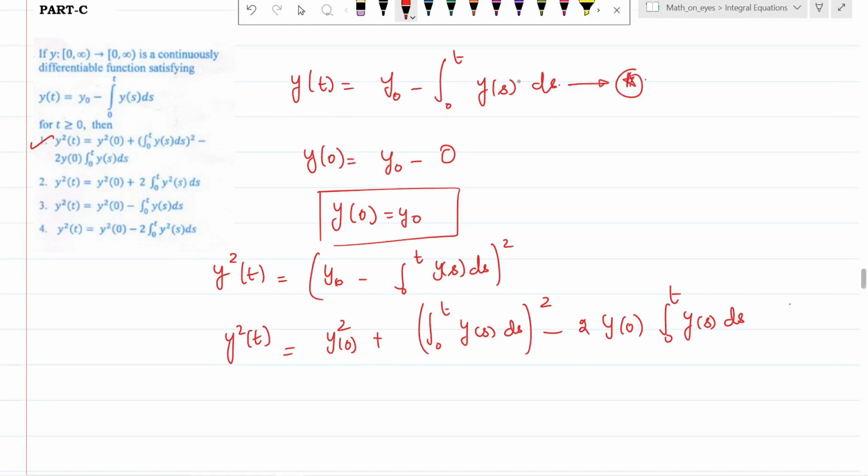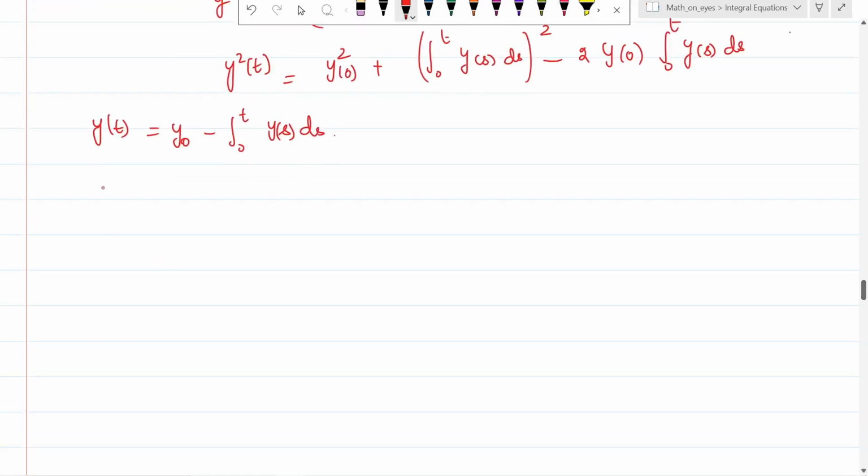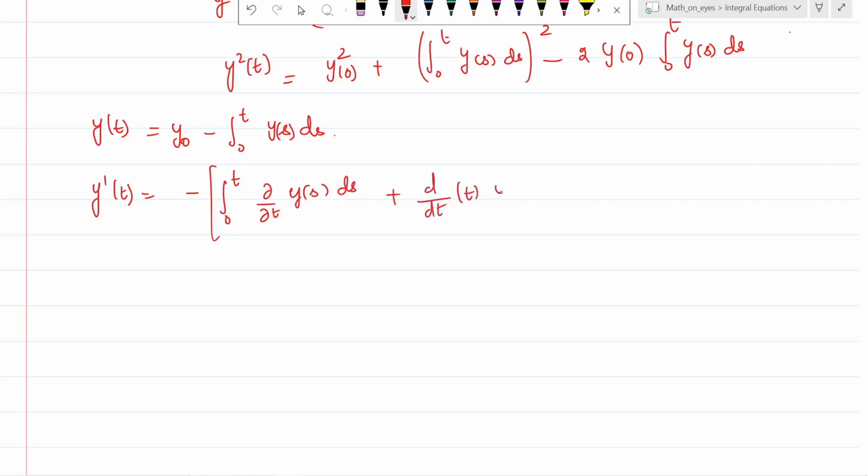Now differentiate this equation with respect to t. We'll write this again: y of t is equal to y naught minus integral 0 to t of y of s ds, right? So take the differentiation by using Leibnitz rule. y dash of t: y naught is a constant, so it becomes 0, and then minus integral 0 to t of dou by dou t of y of s ds, and applying the upper limit we get plus d by dt of t into y of t, and when you apply the lower limit it is 0 minus 0.